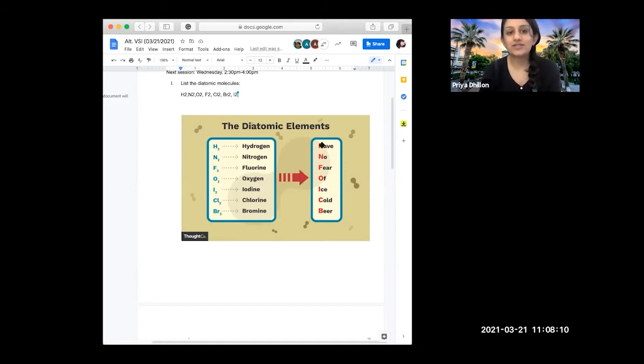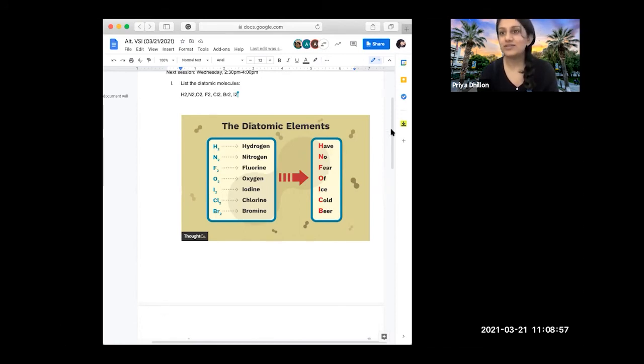The first initial for hydrogen is H, and then nitrogen is N, fluorine is F, oxygen is O, iodine is I, chlorine, you just memorize it by C. So don't confuse it with carbon. And then we have bromine, which is B, and make sure you remember B means bromine, not boron, because that's how the elements work. The mnemonic is: have no fear of ice cold beer. It's very catchy, you can remember it. And if you know this, you can list out the other elements. Does that make sense to everybody?